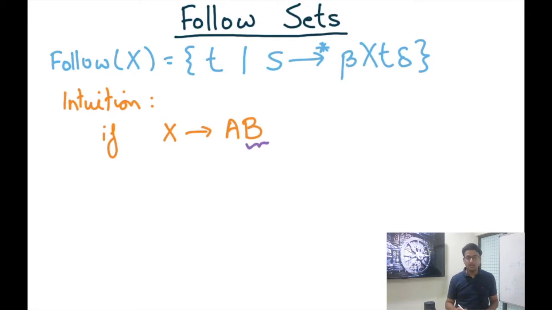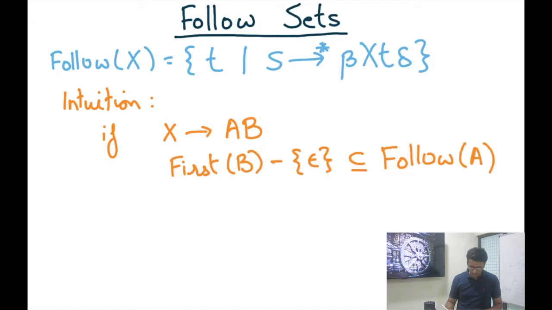If capital B derives epsilon, which is the empty string, then we won't consider epsilon to belong to Follow(X) or Follow(A), because unlike first sets, where either a token or the epsilon symbol could belong to First(X), Follow(X) cannot contain the epsilon symbol. Follow(X) must be some token. So if there's a production like X produces AB, then First(B) minus epsilon, so discarding epsilon, is a subset of Follow(A).